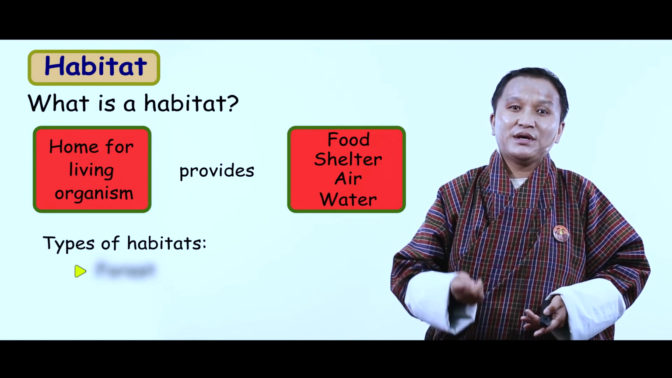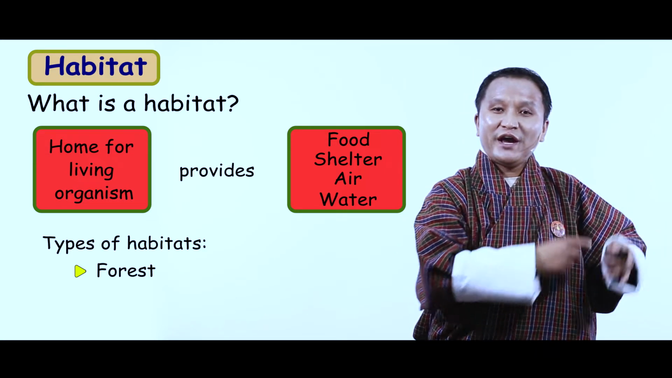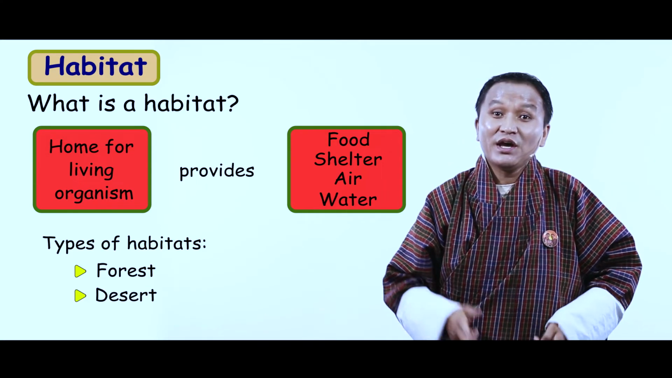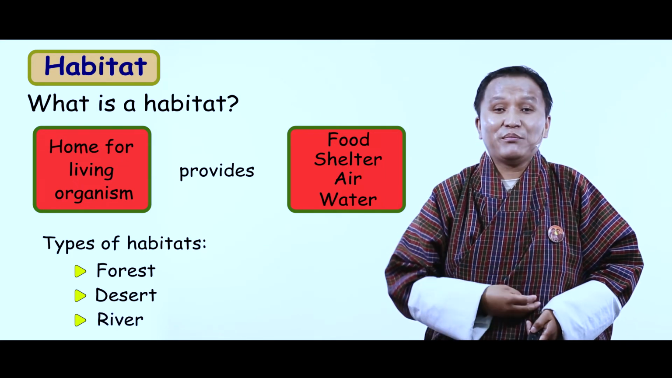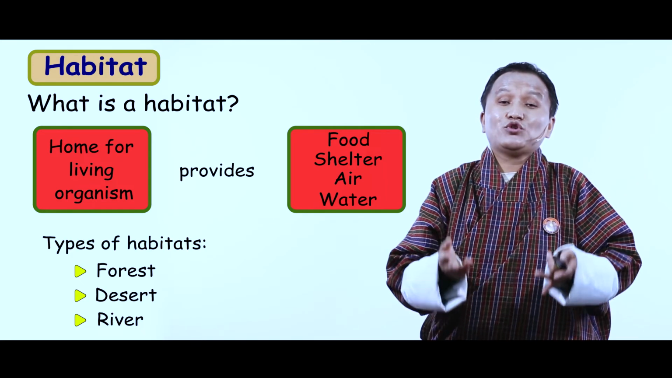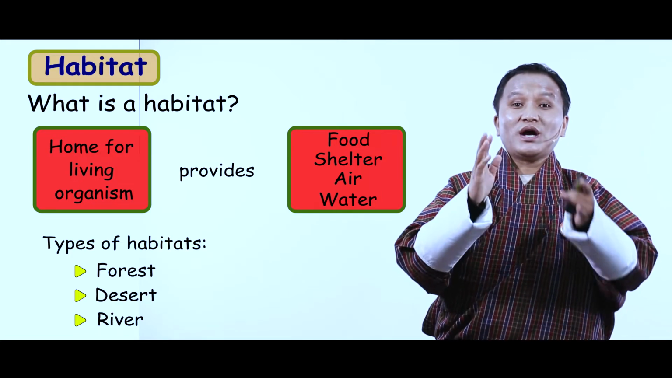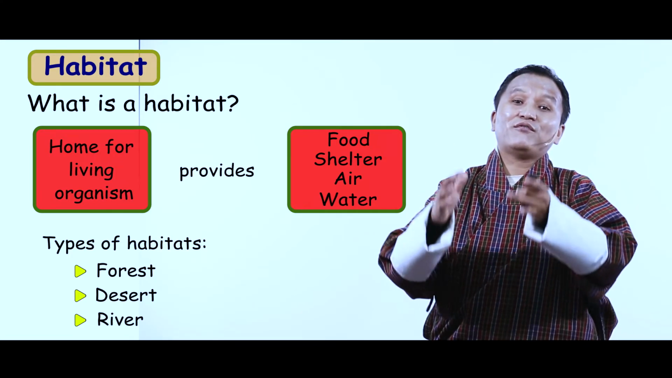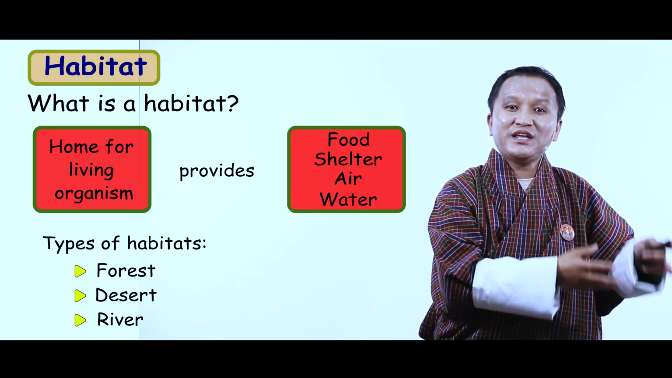The habitat can be a forest habitat, in which you will find a distinct group of animals. A desert habitat, in which you will find a distinct group of animals. A river habitat or water habitat, in which you will not find those organisms which live on the land. So a river habitat will have a group or set of organisms that are best adapted to live in water and reproduce.